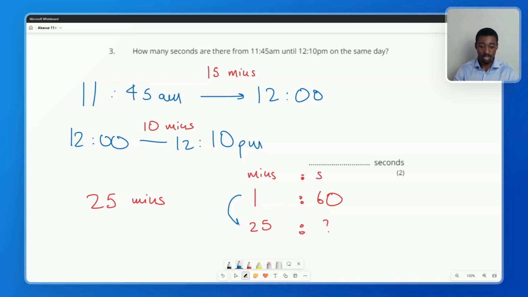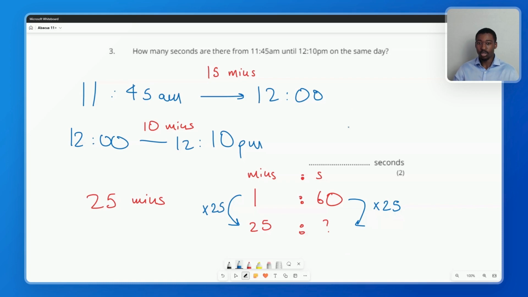So if here to here, we're multiplying by 25, then to go from 60 to our mystery number, we're also going to multiply by 25. So the number of seconds is going to be 60 multiplied by 25. So 60 times 25, we can actually do this in our heads using mental maths. At first, we can do 6 times 25, and then whatever answer we get, we add a 0 to it. So what's 6 times 25?